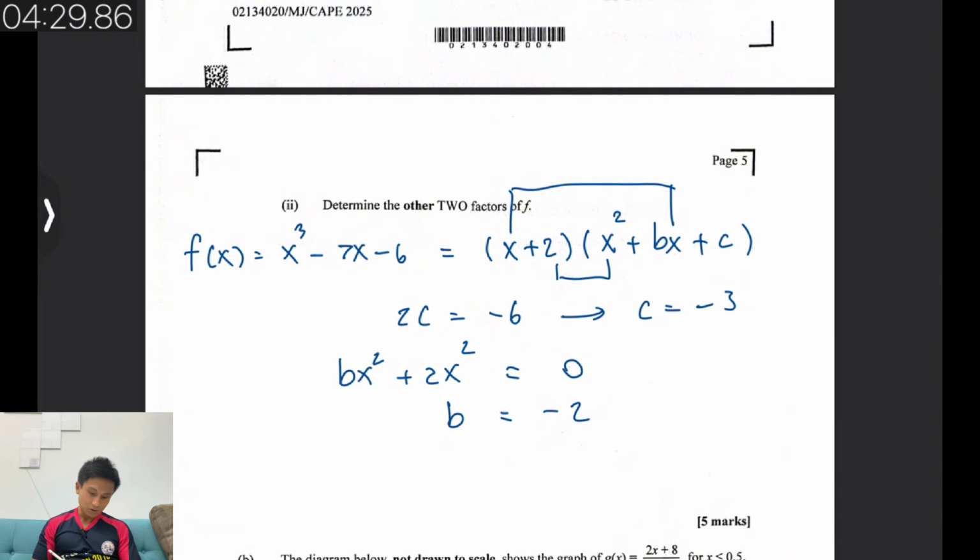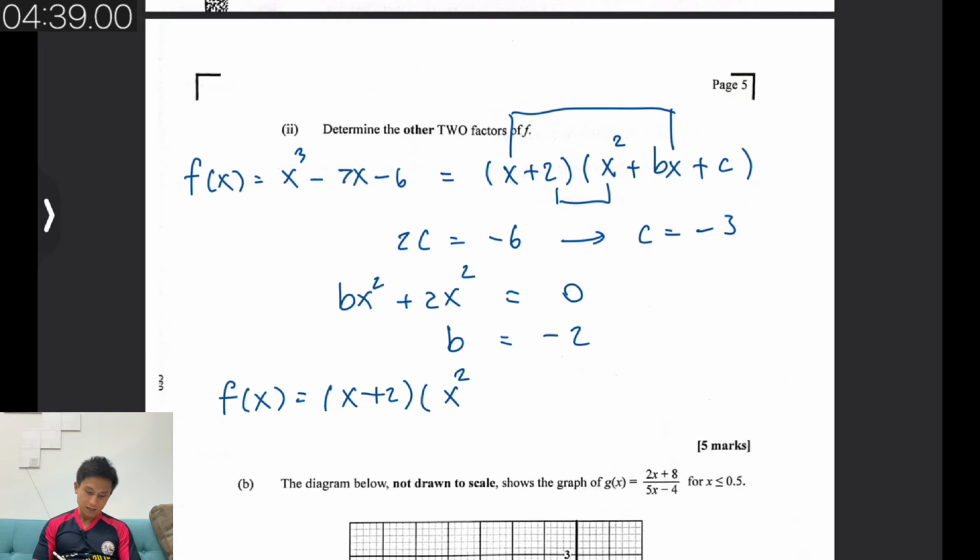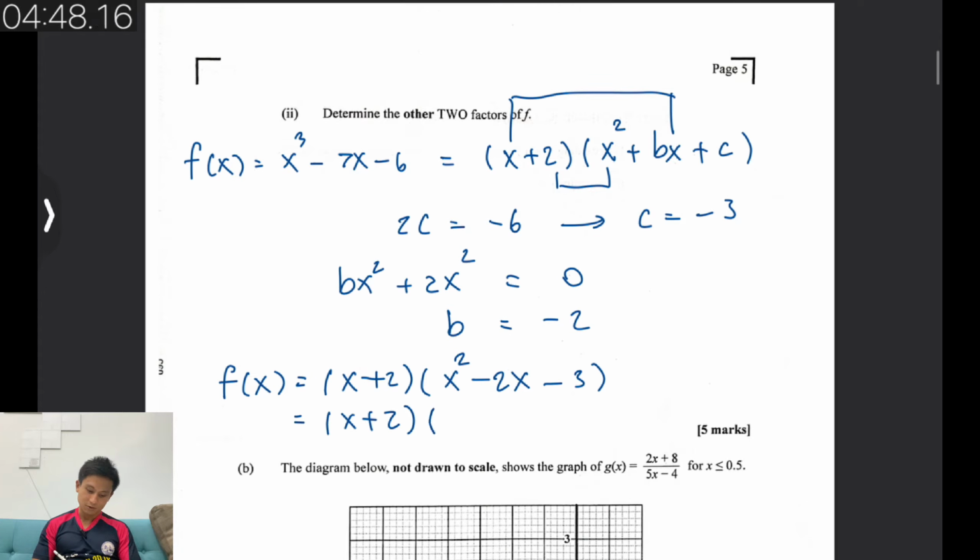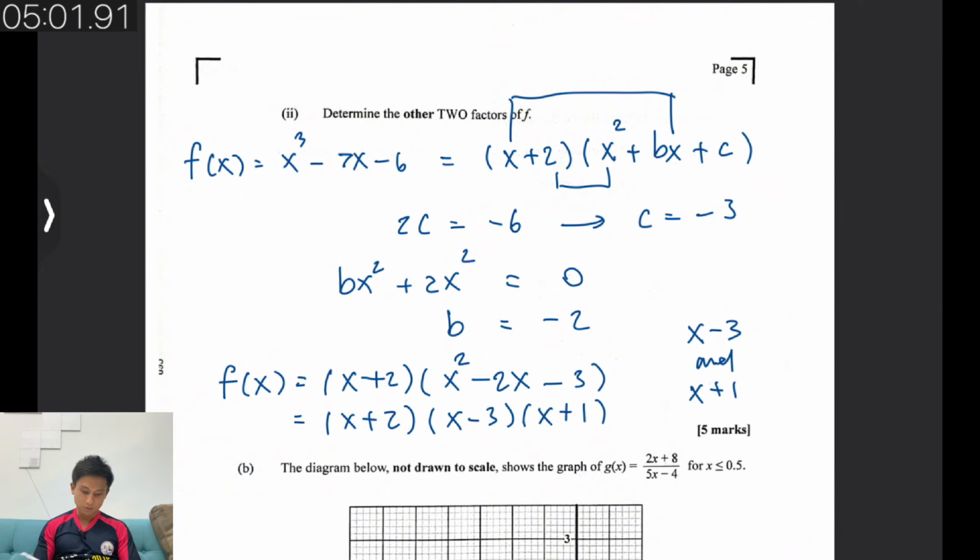Yeah, so that means we can write f(x) as (x + 2) times the other quadratic factor, which will be x² - 2x - 3. If we factorize the quadratic factor here, which is factorizable, it's just (x - 3)(x + 1), right? So that means the other two factors of f will be x - 3 and x + 1.